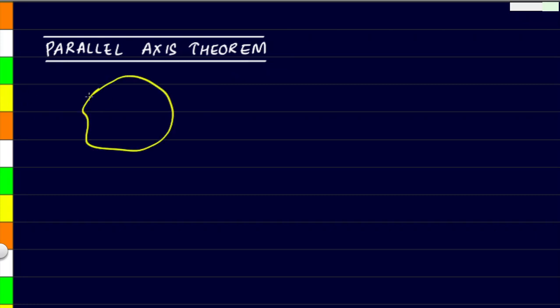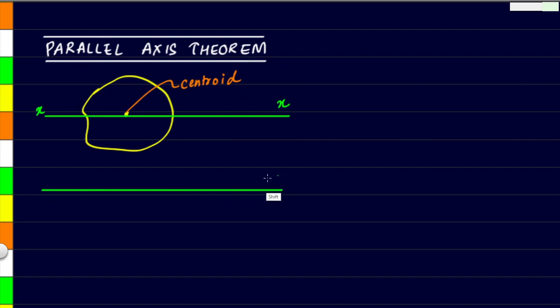Let us say we have an irregular shaped object over here with a centroid located at this point. The axis passing through the centroid is called the centroidal x-axis. Let us say we have another axis here, axis 1-1, which is parallel to our centroidal x-axis. The parallel axis theorem helps us to find the value of moment of inertia about this axis 1-1 when the moment of inertia about the centroidal axis is known, or vice versa. So let us find the relation between these two.